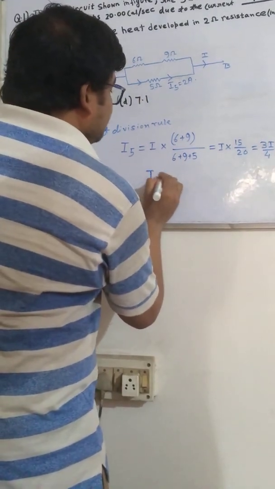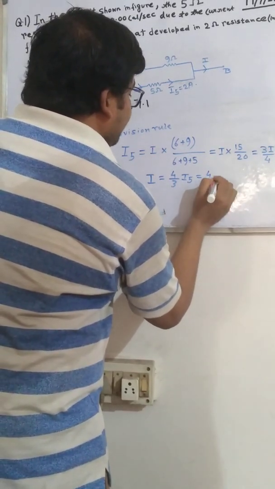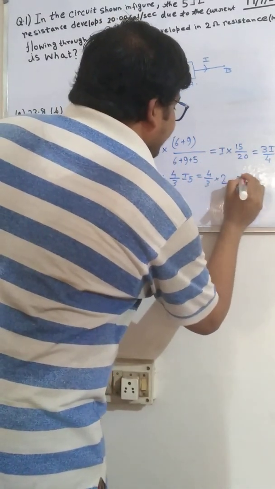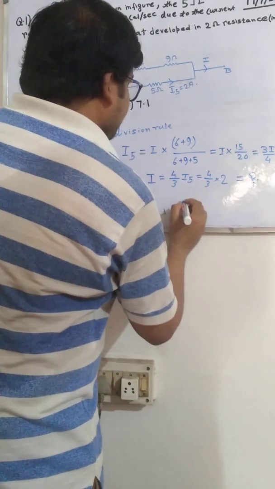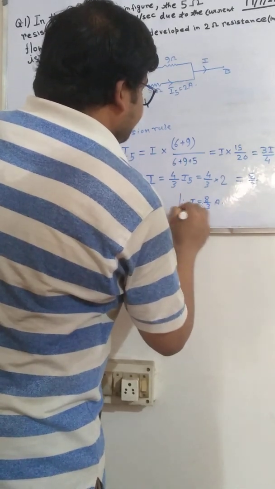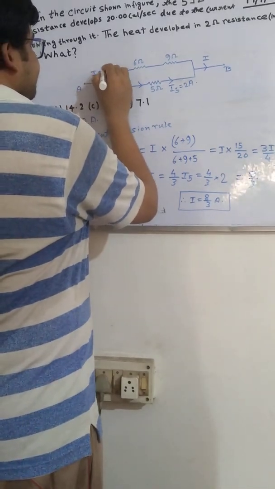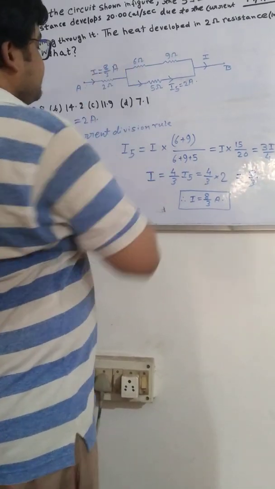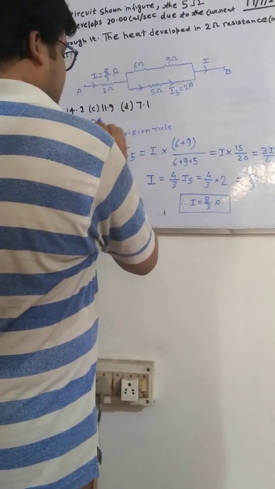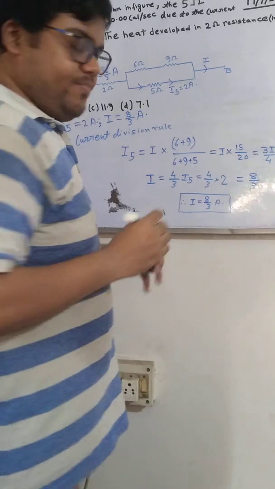So I is equals to 4 by 3 I5. That is 4 by 3. What is I5? I5 is 2. So it is around 8 by 3. So therefore I is equals to 8 by 3 ampere. We get our main current. 8 by 3 ampere, and this is 2 ampere.